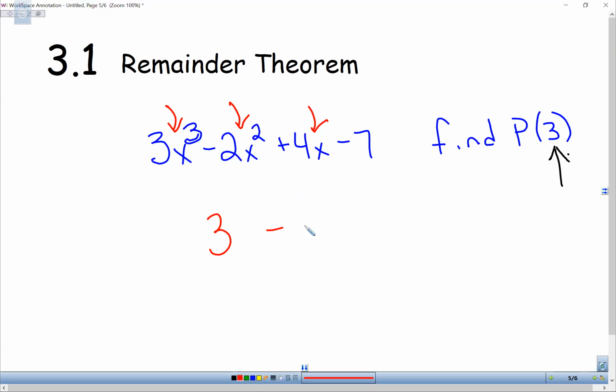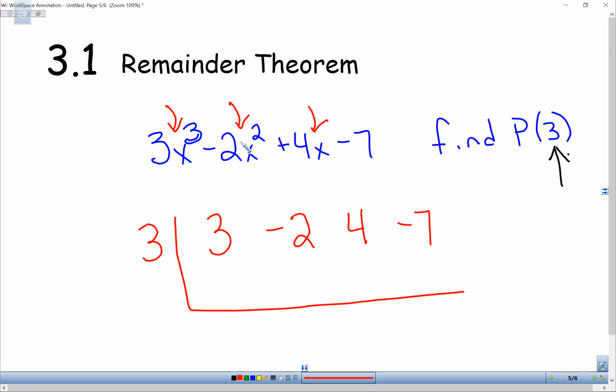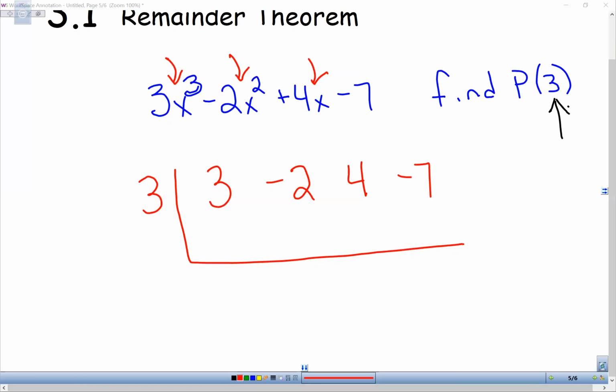So for synthetic division, again, we would have 3, -2, 4, and -7. We don't need a 0 because there's no values of x missing. So if we bring down our 3, again, you can put your little multiplication sign there as a reminder. 3 times 3 is 9. That adds up to 7.